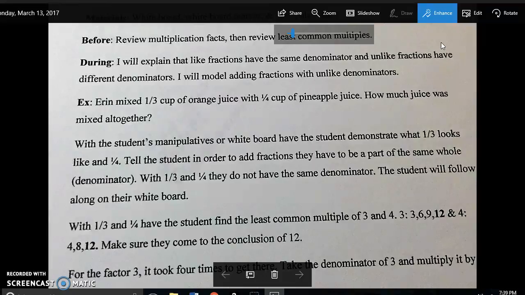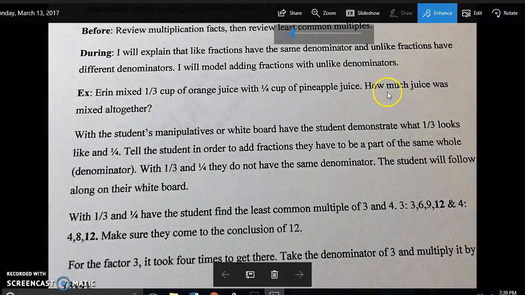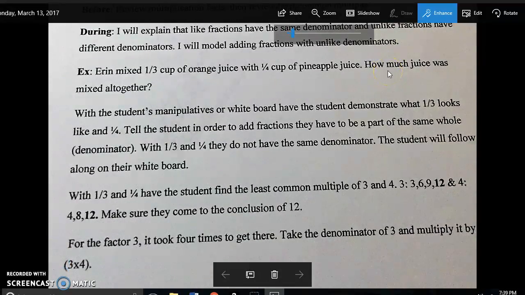I had the student determine whether it was an unlike fraction or a like fraction. They came to the conclusion that it is an unlike fraction. So they have to make sure that they get to the same common denominator. With 1/3 and 1/4, I had the student find the least common multiple of 3 and 4.